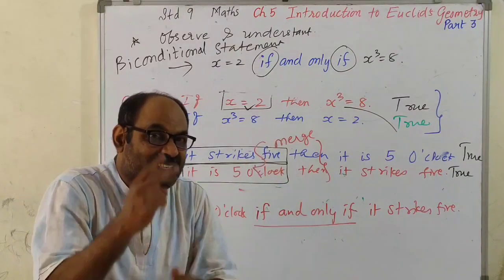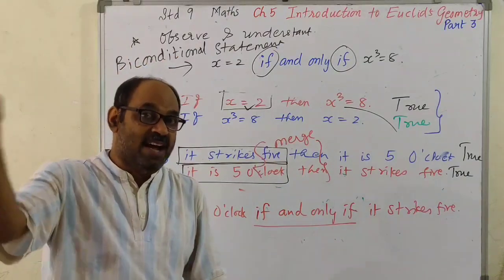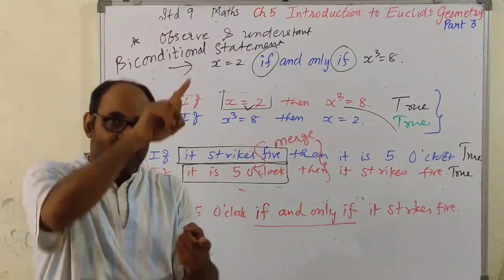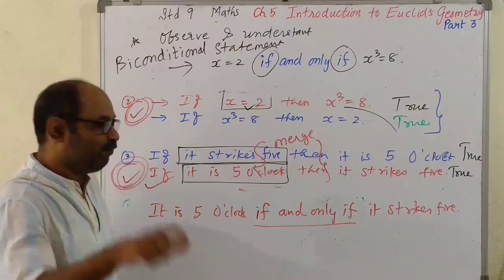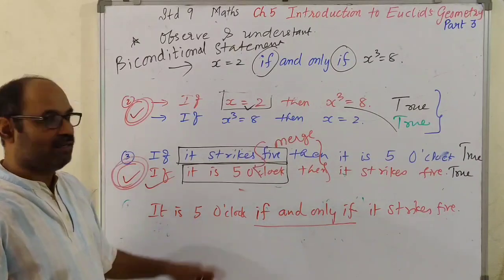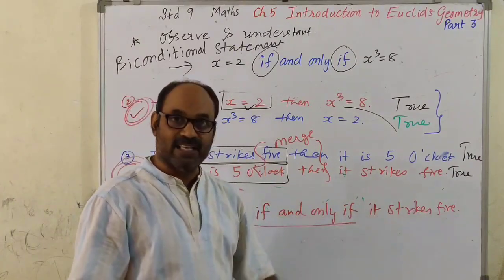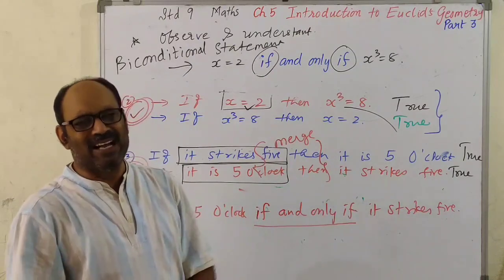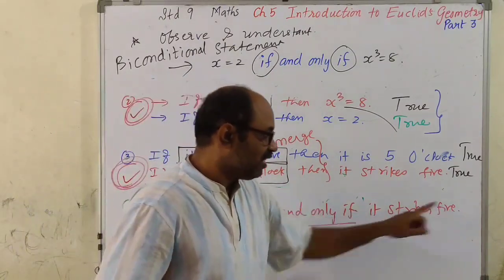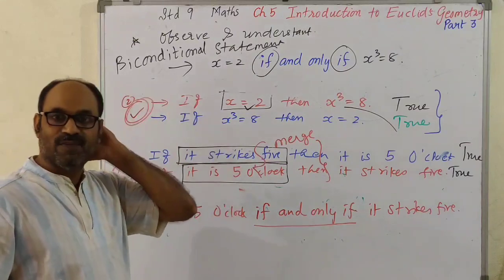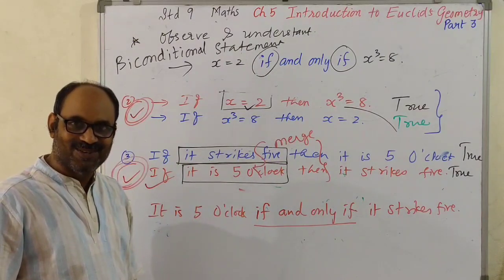और ये biconditional statement में दो conditional statement merge किए गए हैं. What is the first one? If it is 5 o'clock, then it strikes 5. दूसरा उसका converse. If it strikes 5, then it is 5 o'clock. Is that clear to you?